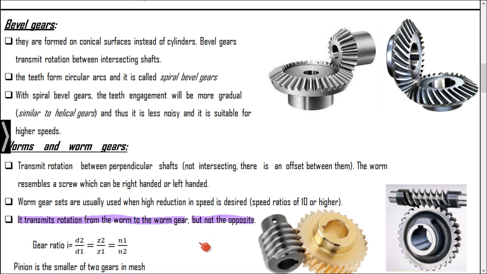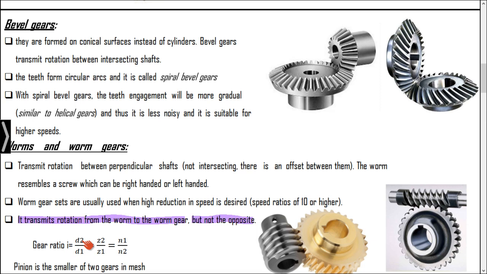Now we have to move into the design features of the gears, and one of the most common ratios that we have to discuss before going into the details of the design is the gear ratio. Gear ratio is nothing but d2 by d1.